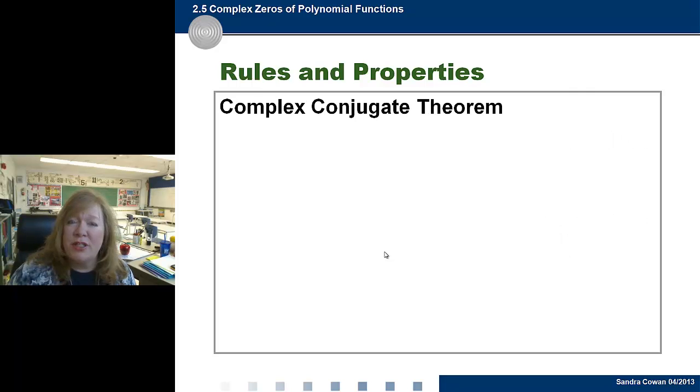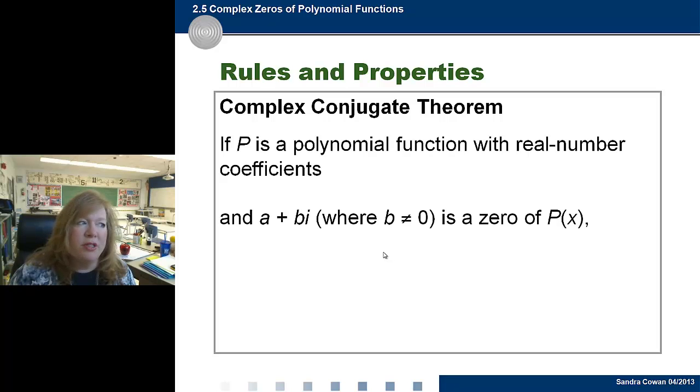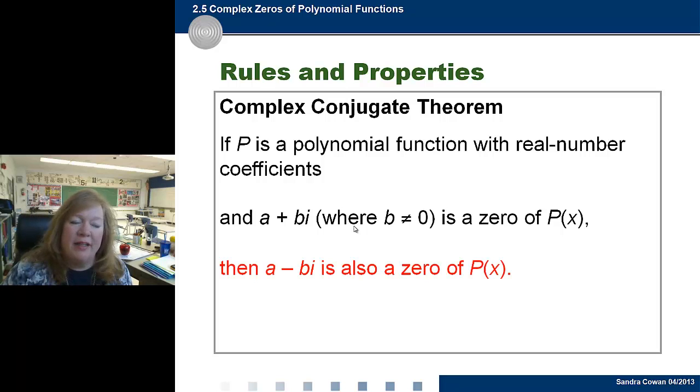So, complex conjugate theorem. This will help you when you are trying to find the zeros of polynomials. If p is a polynomial function with real number coefficients, and a plus bi, where b doesn't equal 0, is a zero of p of x, remember, a zero is where the graph crosses your x-axis and where the y-coordinate is 0, then a minus bi is also a zero of p of x. So if you know one, you know the other.